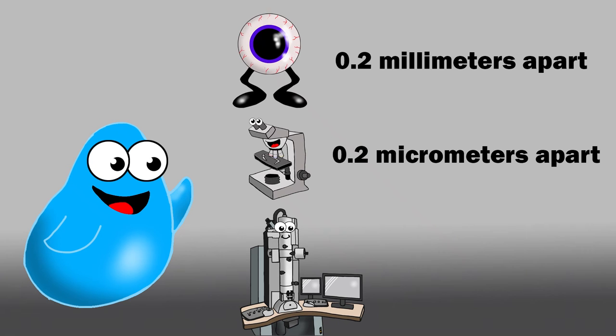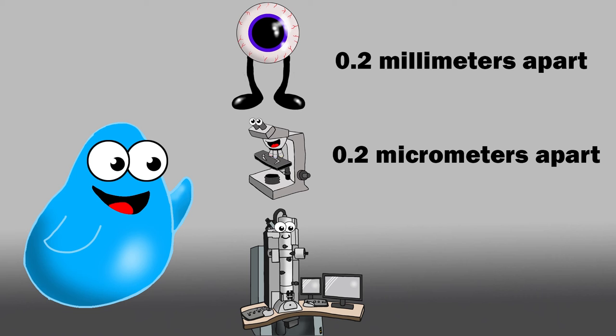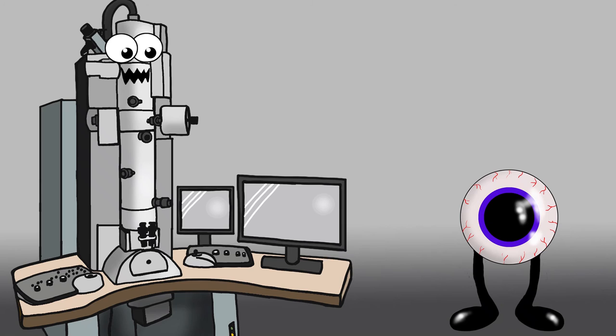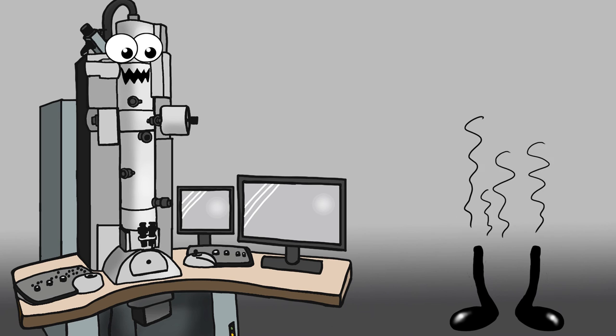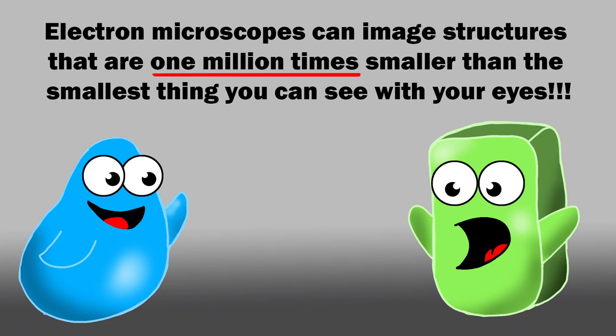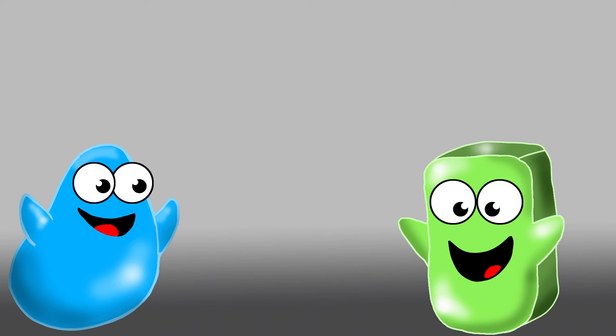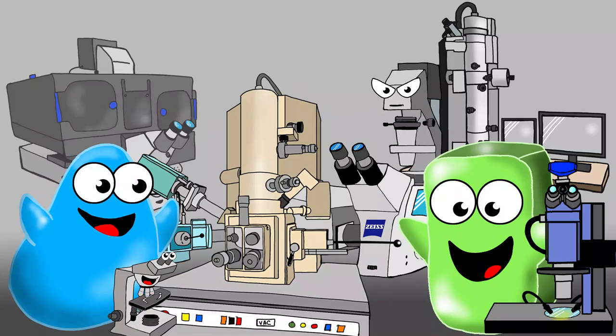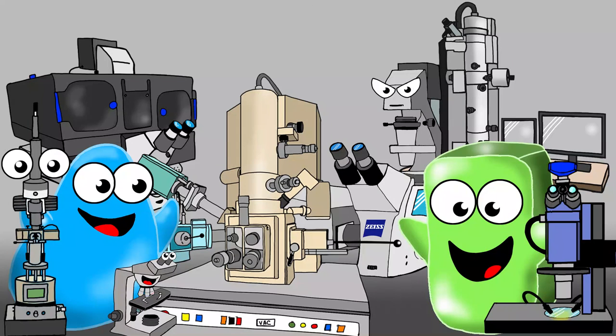But the electron microscope has one of the best resolutions, at a whopping 0.2 nanometers. That means you can see things 1 million times smaller than the smallest thing you can see with your eye. Whoa, that is amazing! Now you hopefully understand why there are so many different types of microscopes. Scientists have to use the right one depending on how small of an object they want to study.